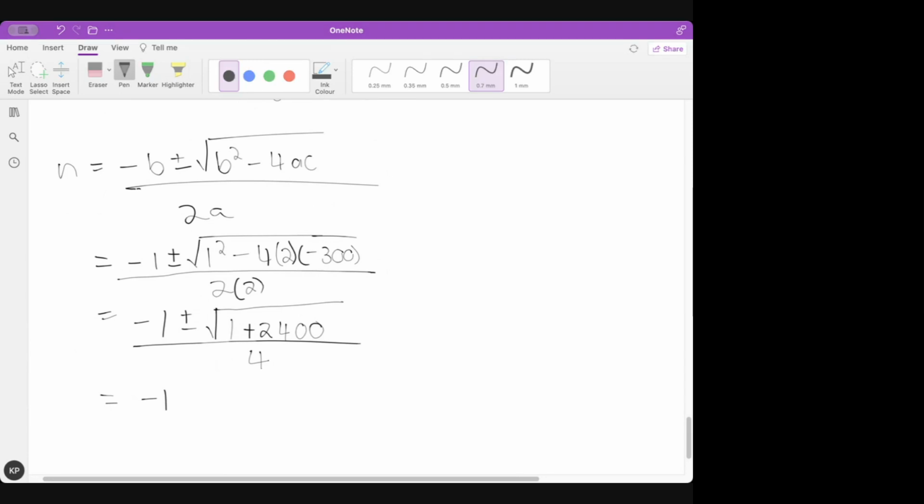So what, you guys got the square root of that? I don't have a calculator. Let's do this. I think cell phones can do that. Yes, they can. There we go: 2401. The square root of that is 49.